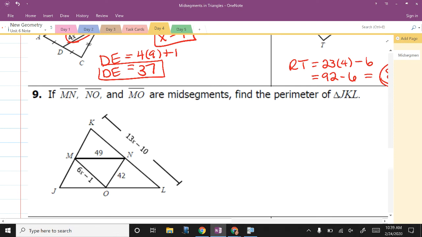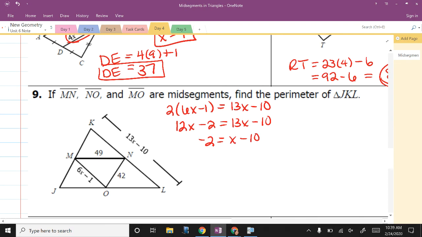How can I set up an equation to get X? I double the mid-segment, 6x minus 1, and set that equal to 13x minus 10. So 2 times 6x minus 1 equals 13x minus 10. What's 2 times 6x? 12x. What's 2 times negative 1? Then I subtract 12x and I get negative 2 equals 1x minus 10. I add 10, I get 8 equals x.